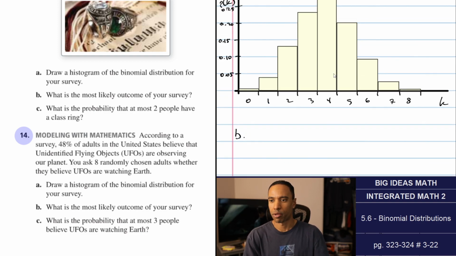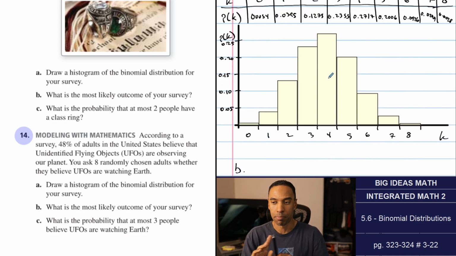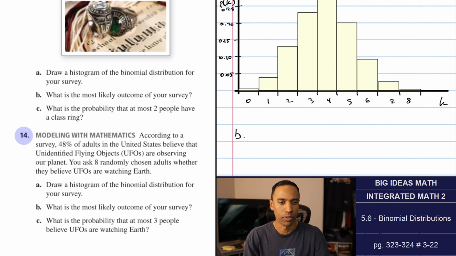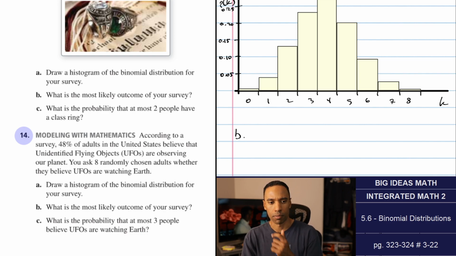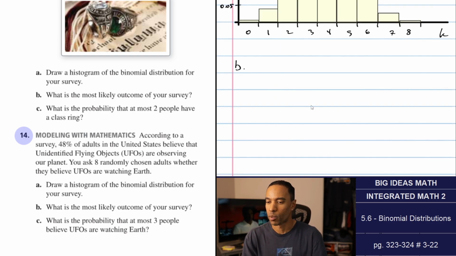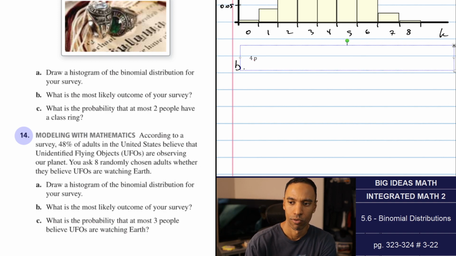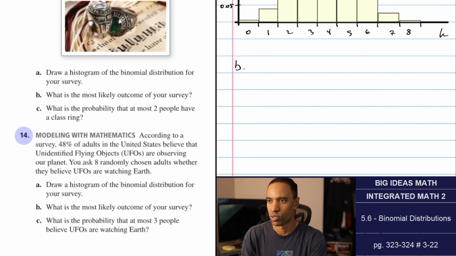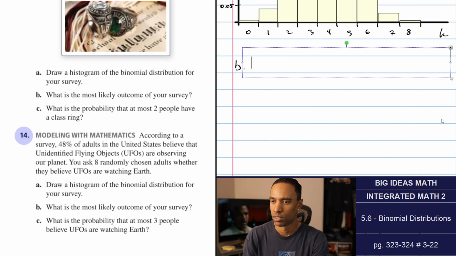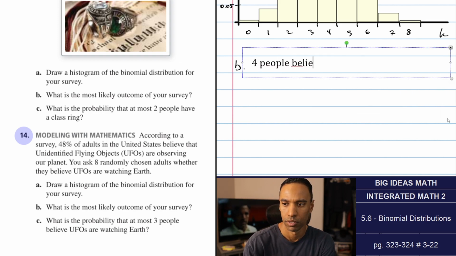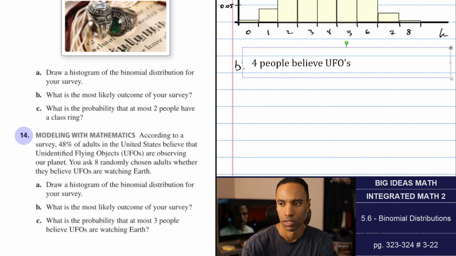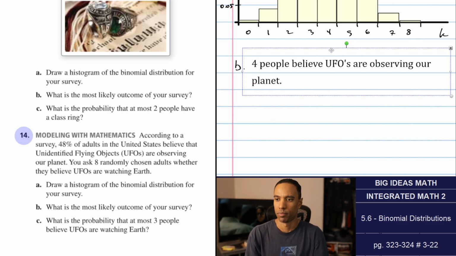What is the most likely outcome of your survey? That four people believe in UFOs? What was the question? That UFOs are observing our planet. Most likely outcome is four people. Whoa, that's small. Let's do that again. 4 people. There we go.